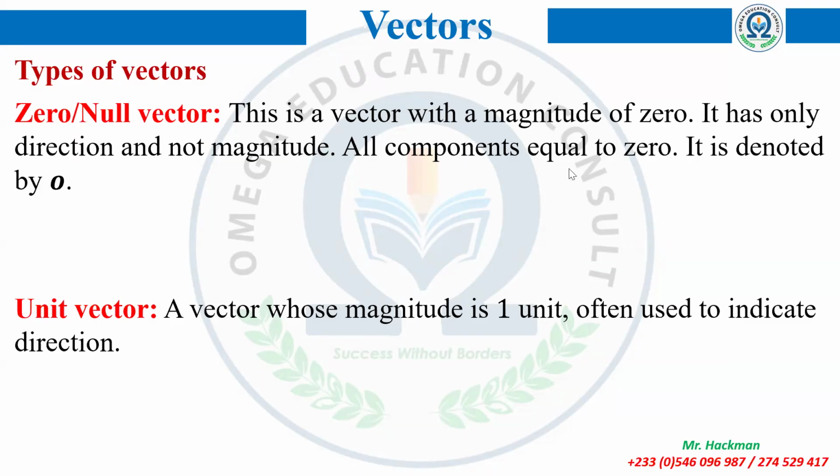So all components are equal to 0. You know that one form of representing vectors is the column or component form. With this one, if you say that all the components are 0, then it means the x component will be equal to 0, the y component will be equal to 0. And it is denoted by a small o, in bold. Take note, when it's in bold and it's small, we know that we are dealing with a special notation for a position vector.